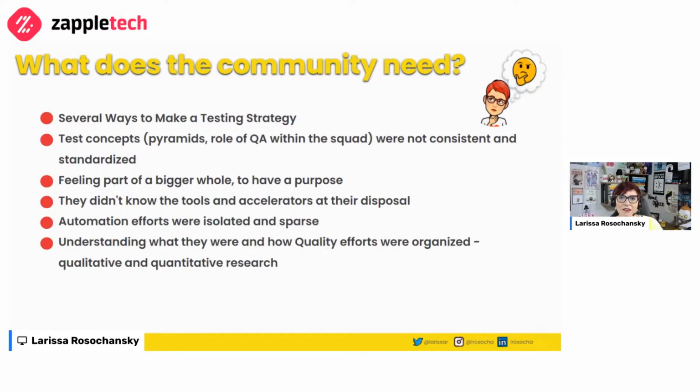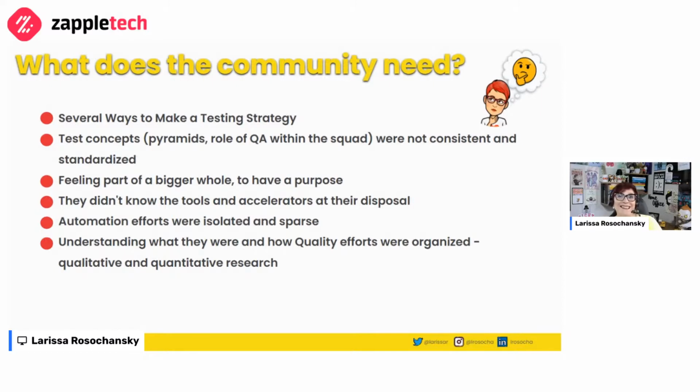They were just there, and sometimes they weren't part of the planning, or they were told: you need to do end-to-end automation testing, or you do all manual testing. So they were a little bit lost sometimes.